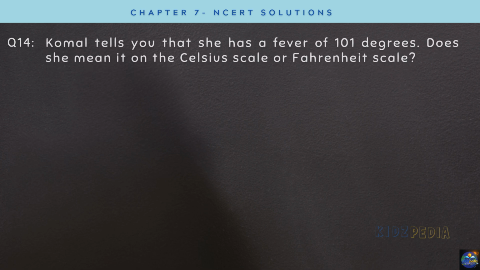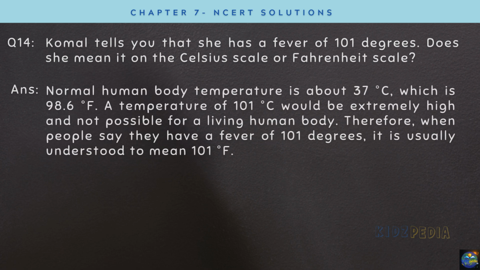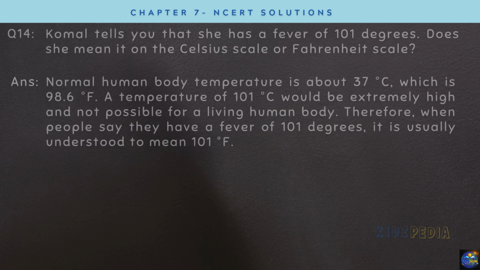Next question: Komal tells you that she has a fever of 101 degrees. Does she mean it on the Celsius scale or Fahrenheit scale? Normal human body temperature is about 37 degrees Celsius, which is 98.6 degrees Fahrenheit. The temperature of 101 degrees Celsius would be extremely high and not possible for a living human body. Therefore, when people say that they have a fever of 101 degrees, it is usually understood that it means 101 degrees Fahrenheit. So Komal most likely means 101 degrees Fahrenheit on the Fahrenheit scale.